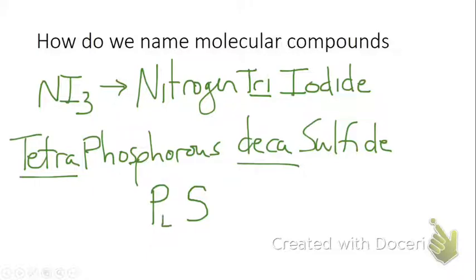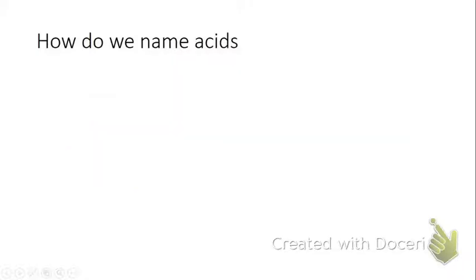Phosphorus, it's tetra, that means 4. Sulfide is deca, and that means 10. So tetraphosphorus decasulfide, P4S10. The more practice we have with molecular compounds, the better we will get at naming them. The last thing that we are going to learn to name is acids.